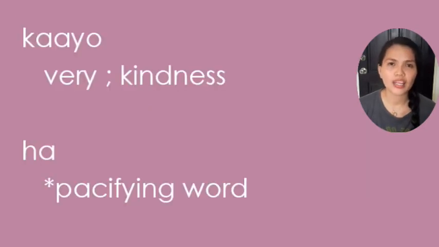Kaayo. Kaayo means very. Kaayo can also mean kindness. Okay, so sometimes kaayo is more on emphasis, like the intensity of the mistake or the intensity of the person, how the person wants to ask for forgiveness. So kaayo is very, okay, and then at the same time it can mean kindness. And then the ha is a pacifying word.